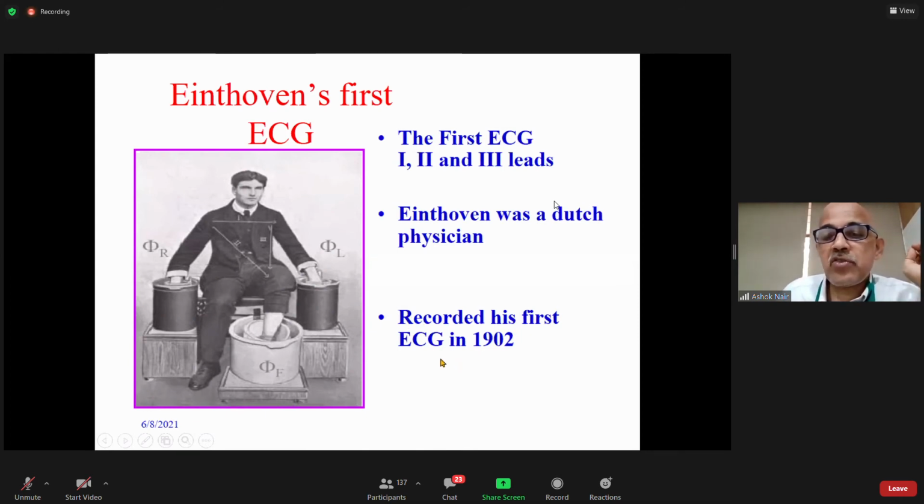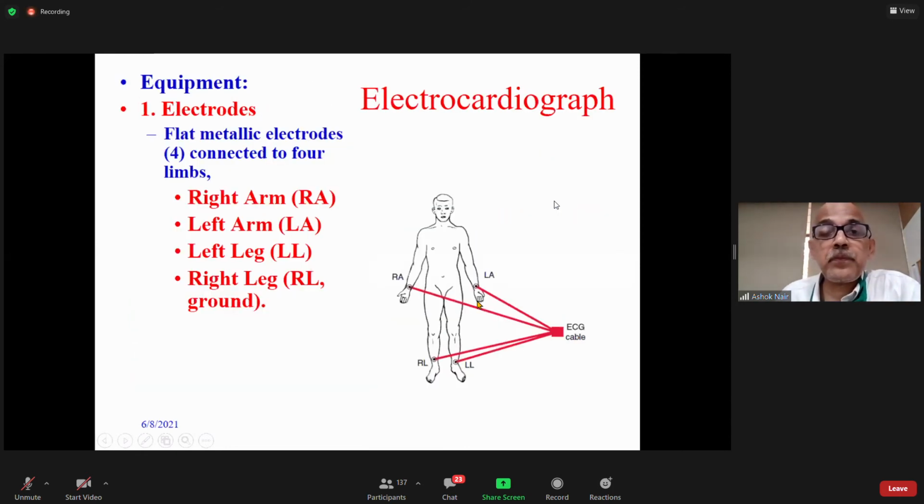He recorded the first ECG in 1902. Willem Einthoven was a Dutch physician. So first we look at what the equipment has, and then we'll understand what its terminologies are. We'll look at them in detail later on.